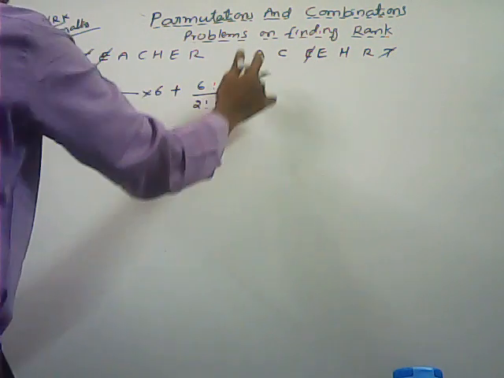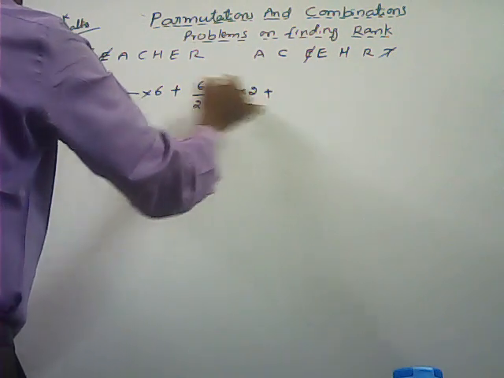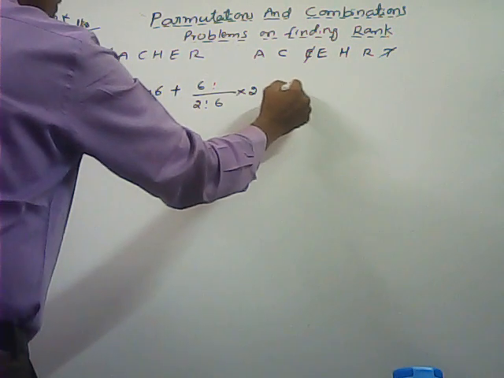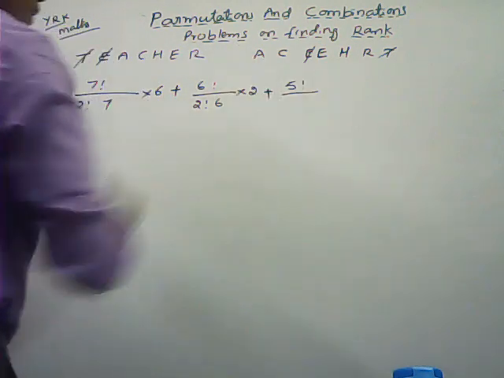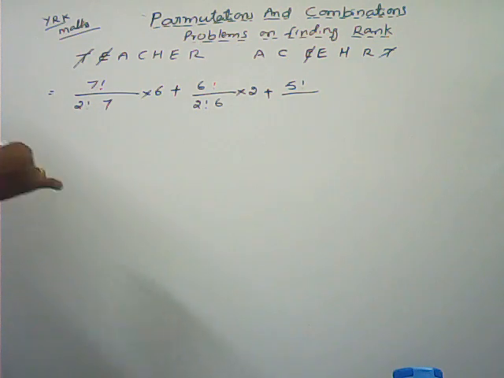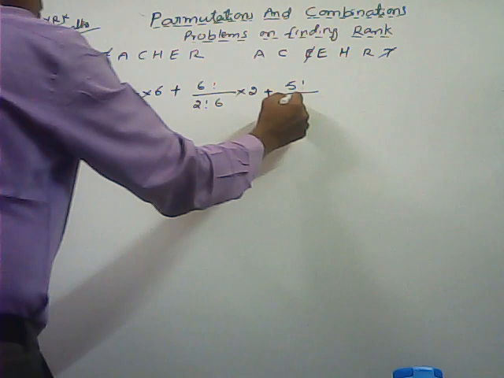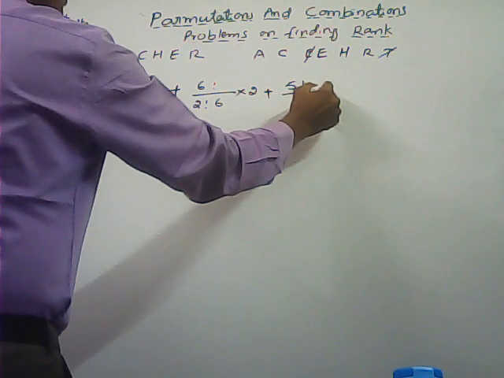Before that one, 2 free letters are there. Plus, here 1, 2, 3, 4, 5. All 5 are distinct only. So 5 factorial. Here no need to divide by 2 factorial. Why? Because all the letters are different. So total how many letters are there? 5 letters are there, into.